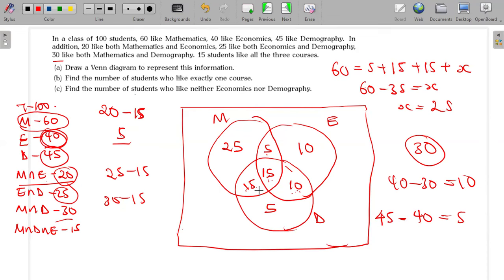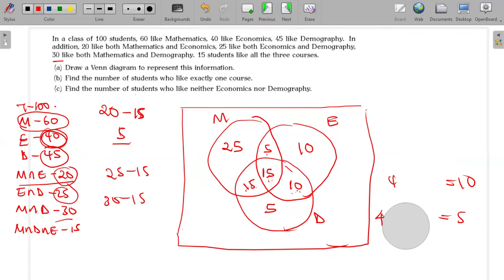So now I can also get the number of people that don't like any of these three, because that's possible. There will be people that will not like any of the subjects that they're taking, but they would still take them. I don't know why. But then, let's add these numbers here. We have 25. When we add 25 plus 5 plus 15 plus 15 plus 10, then plus 5, then plus 10 again, I get 85.